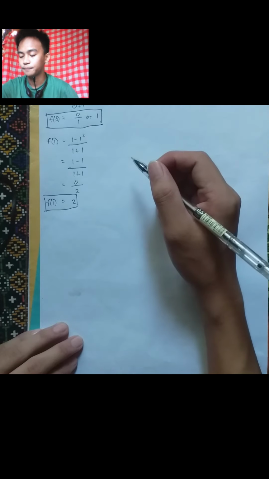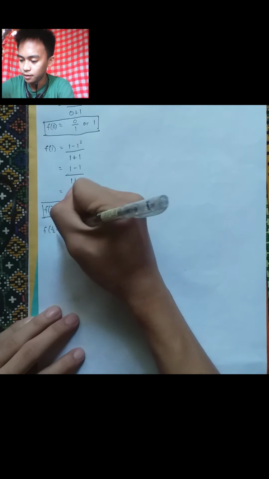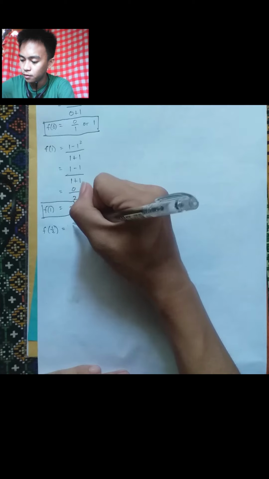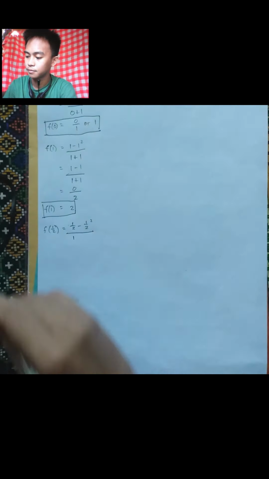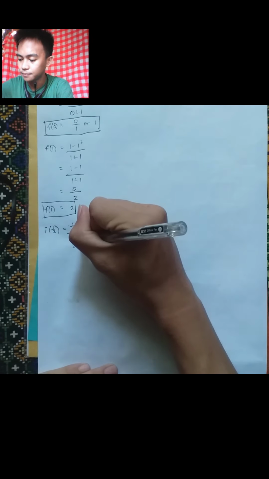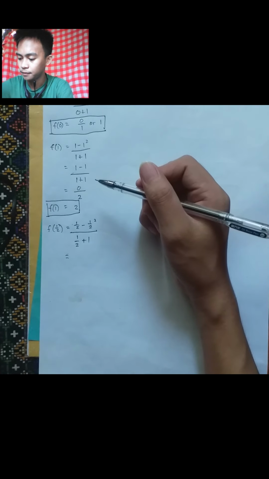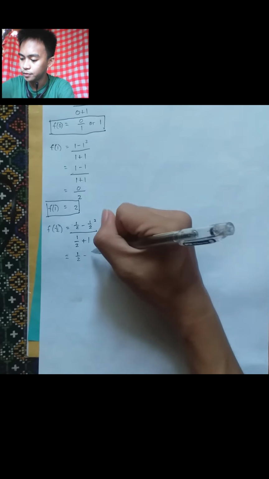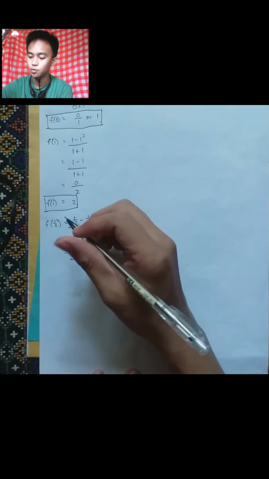So onto the third value, which is 1/2. F of x is equal to 1/2 is, again, just substitute all the x. 1/2 minus 1/2 squared over, sorry, over 1/2 plus 1. First, we're gonna square this 1/2. 1/2 minus 1/2 squared. So 1 times 1 equal to 1. 2 times 2, 4. So 1/2 minus 1/4.